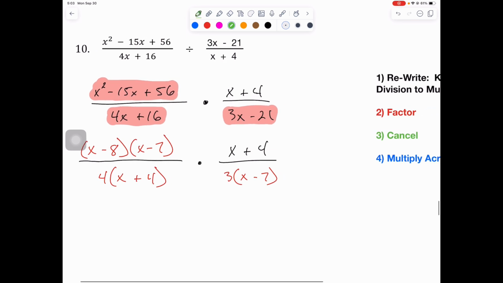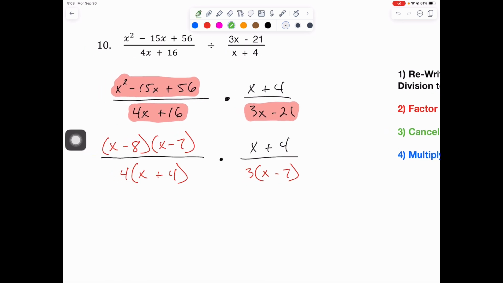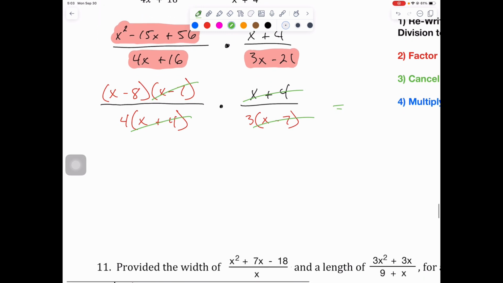Step 3, we need to cancel. Again, we're multiplying, so we can go up, down, and diagonal. Our x minus 8, can we cancel it with anything? No. How about x minus 7? If we go diagonal, we certainly can. Now, how about our x plus 4? If we go diagonal, we certainly can.